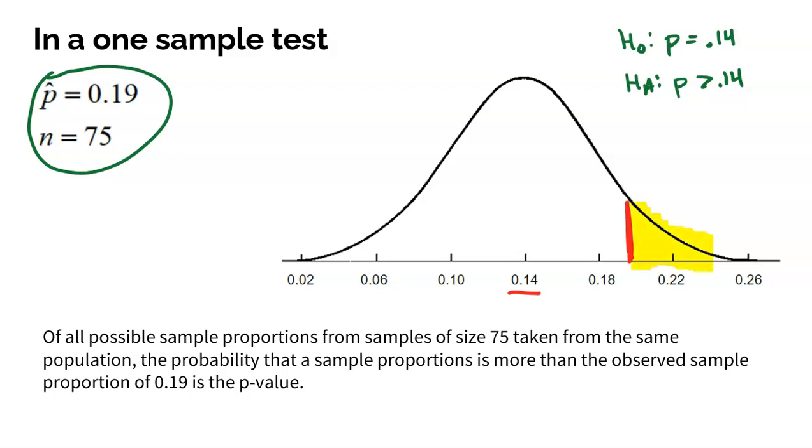Now, why did I go higher here? Because 19% is already higher than 14%. My alternative is that I believe the truth is more than 14%. So, of course, I'm going to look higher.